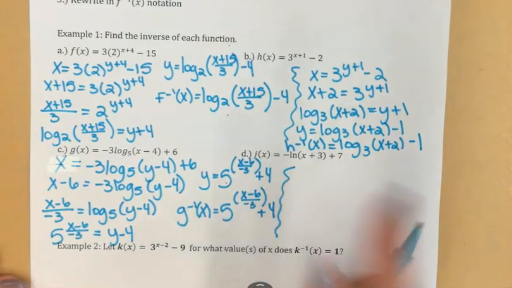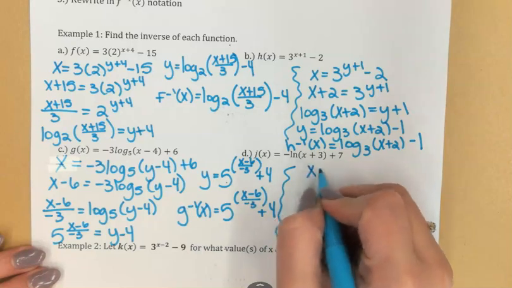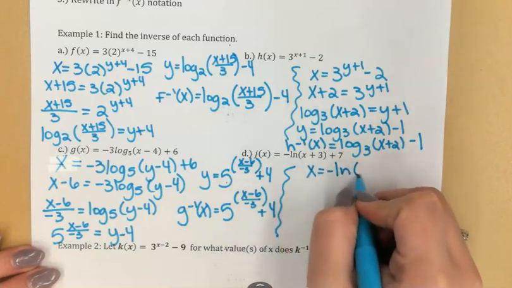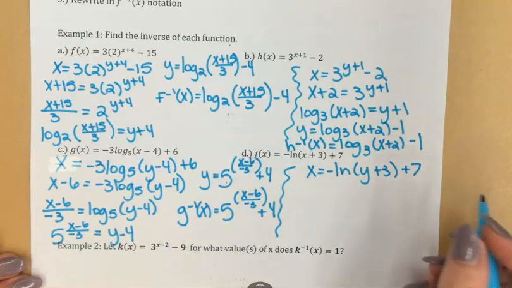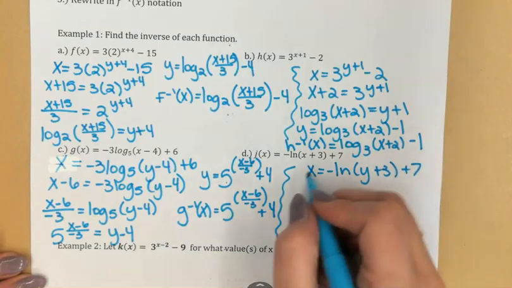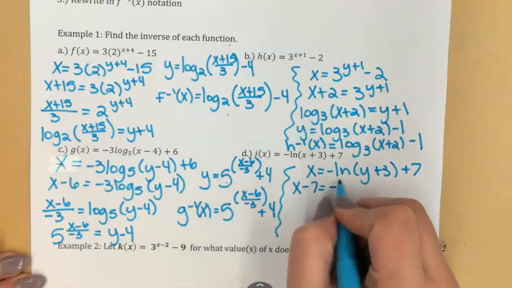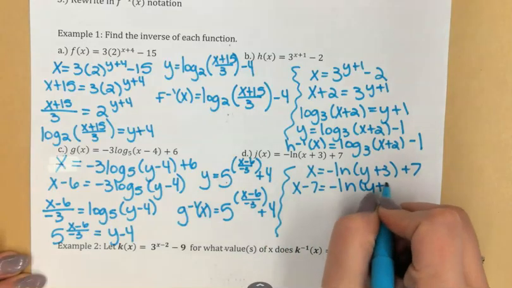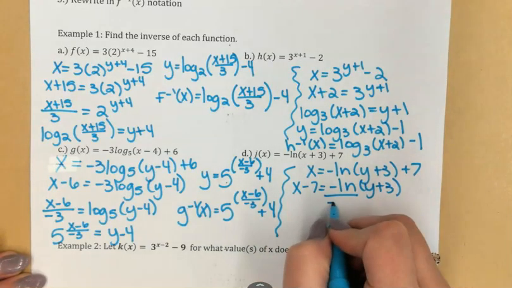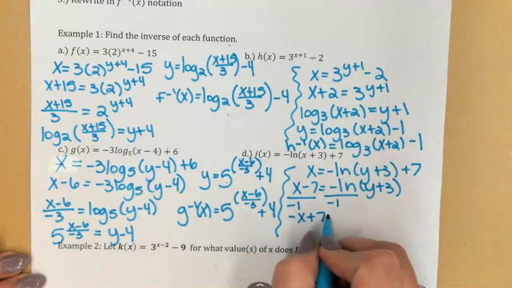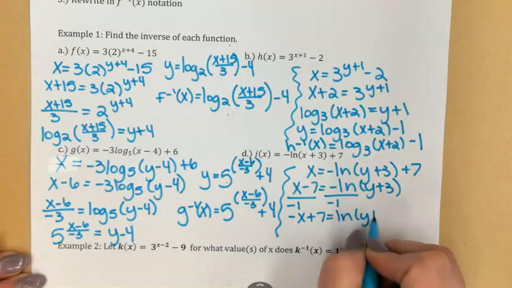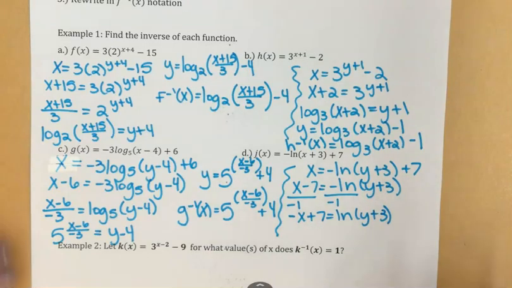Okay, last one on D. I'm going to switch x and y again. So x equals negative natural log of y plus 3 plus 7. So to get y by itself, first I'm going to subtract that 7. Then I'm going to be dividing by negative 1, so that is going to switch the sign of the x and the 7. Now my log is by itself, so I can rewrite this as an exponential.